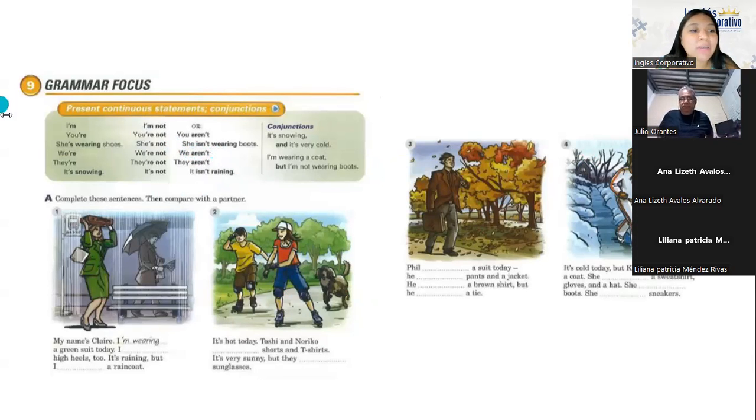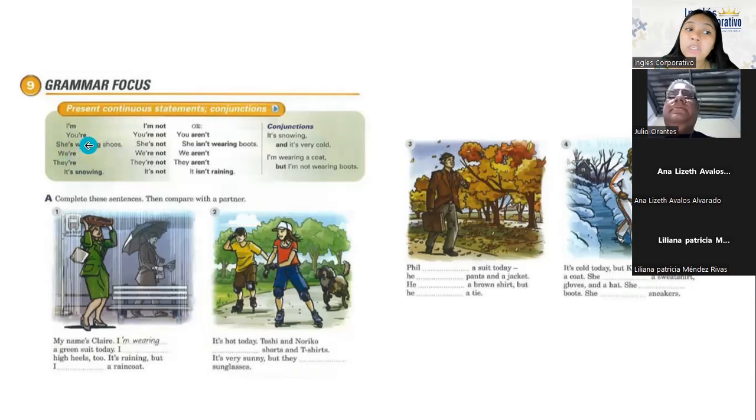So in this case, as you can see right here on the presentation, we have the structure. Remember that we can use positive sentences, negative sentences, and questions. For example, I'm wearing shoes. I'm wearing pants. I'm wearing a blouse. You're wearing shoes. She's wearing shoes. We're wearing shoes. They're wearing shoes. And it's snowing, okay?